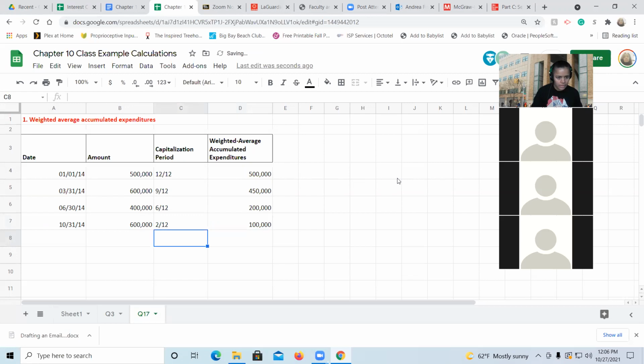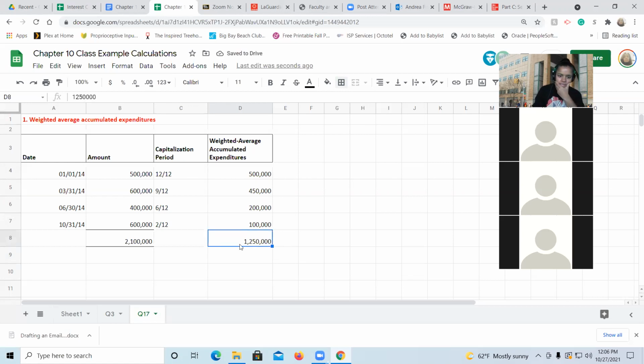Good. So what did you have for the total expenditures here? $2,100,000. 2 million, 100,000. And what did you have here? Expenditure is $1,250,000. Yeah. Good. So thank you.